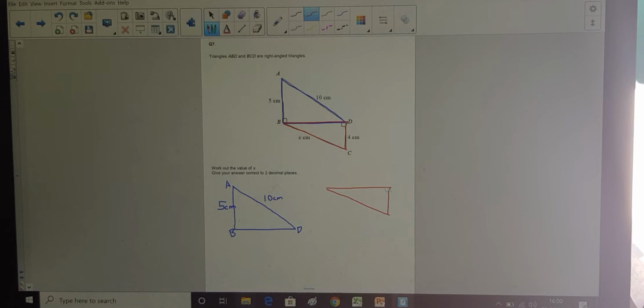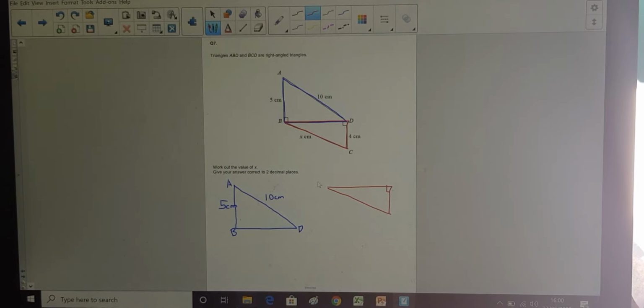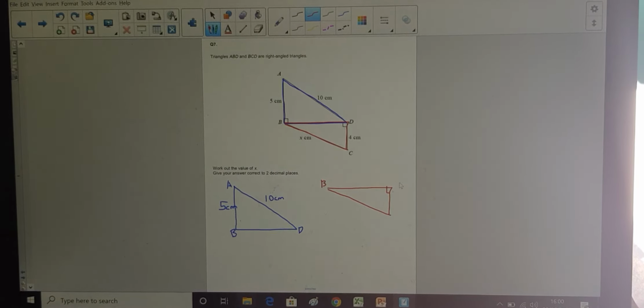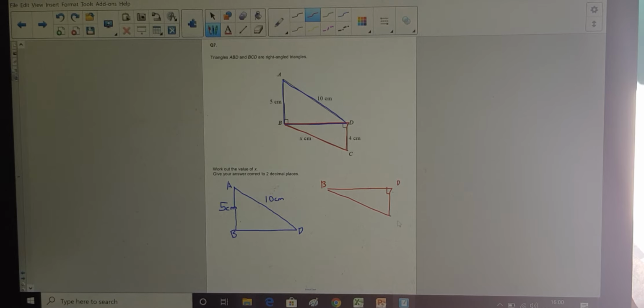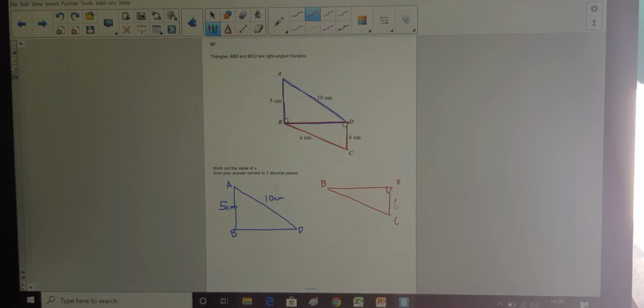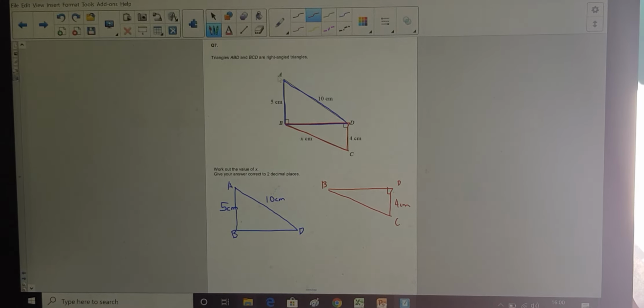So here is my other triangle. I know that this length is B, this length is D, this length is C. And what do I know? I know that this length is 4 centimeters. Okay, well, if I think about it, this length BD here is the same as the length BD here. How do I work this out?